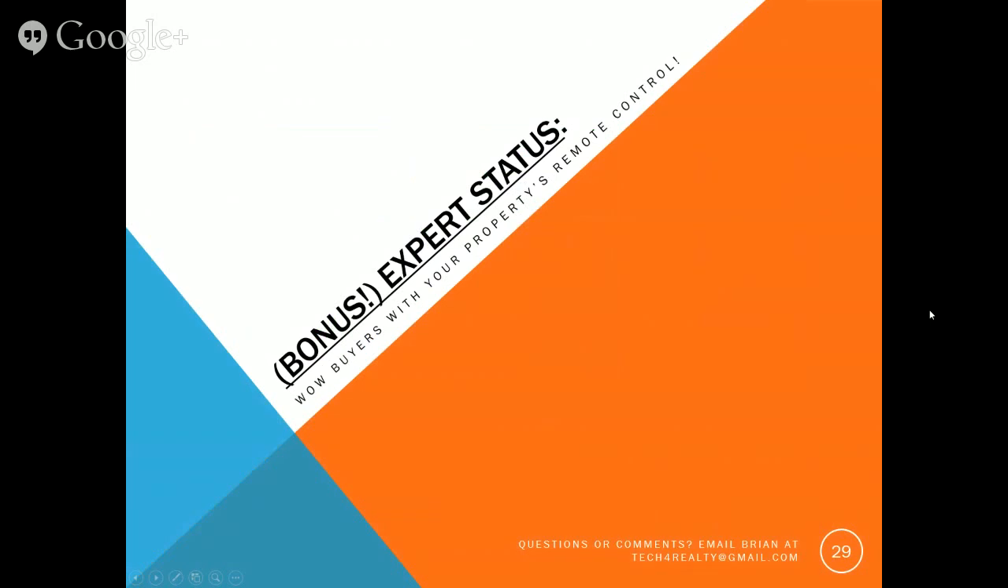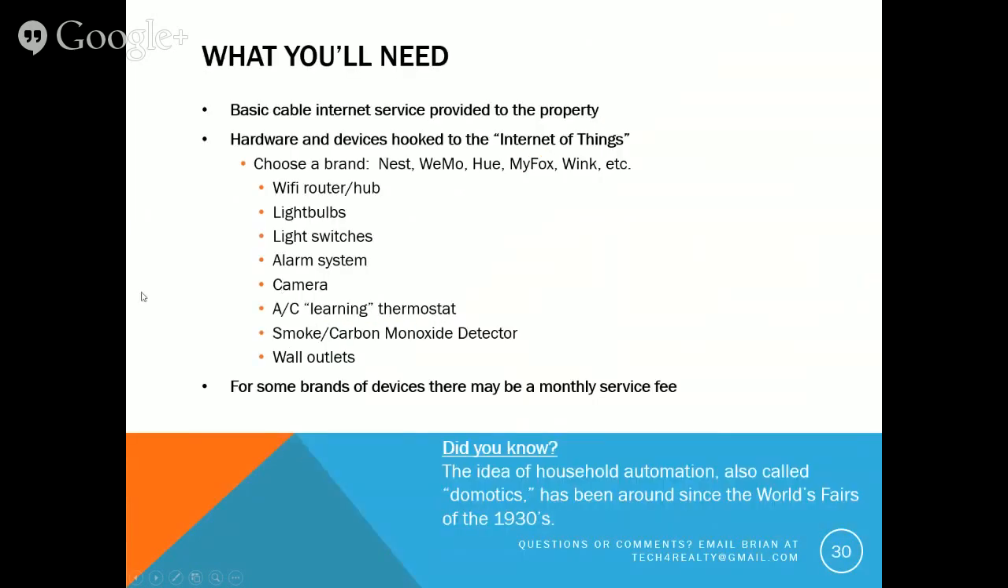Congratulations, you're all advanced. Now here's the bonus round. You get to become experts because you're with me. Well, not really, but you get to become experts, which is cool. All right. So what you'll need if you want to have a property remote control. This is just going to be a basic breakdown. It's just a bonus round.